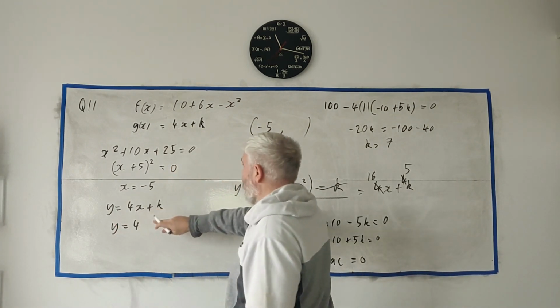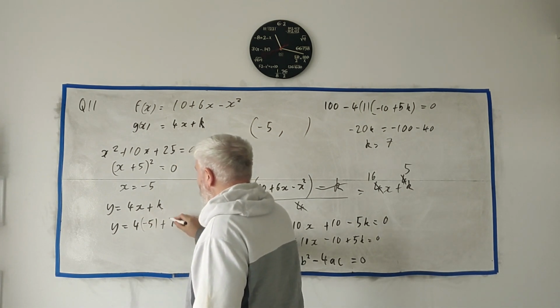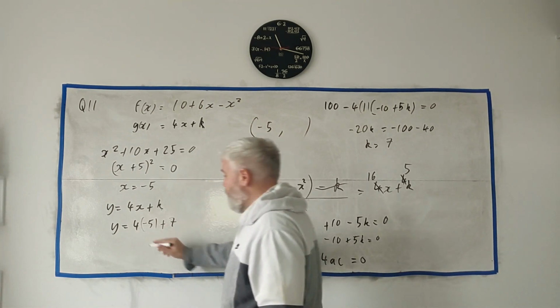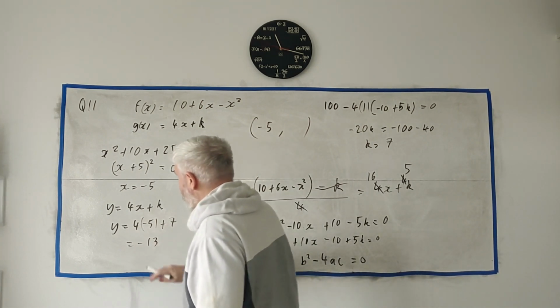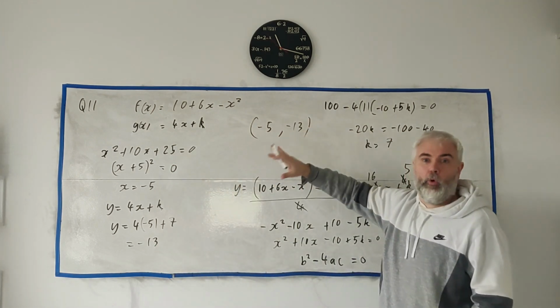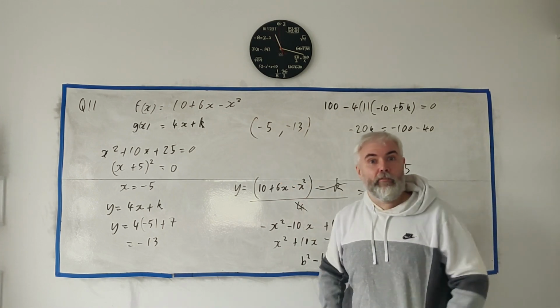We know what x is. X is minus 5. We know what k is. That's plus 7. That's 20 plus minus 20 plus 7. It's minus 13. That's your full marks. Well, I always like to write it in a coordinate form to give to the examiner. This is your final coordinate for part B.